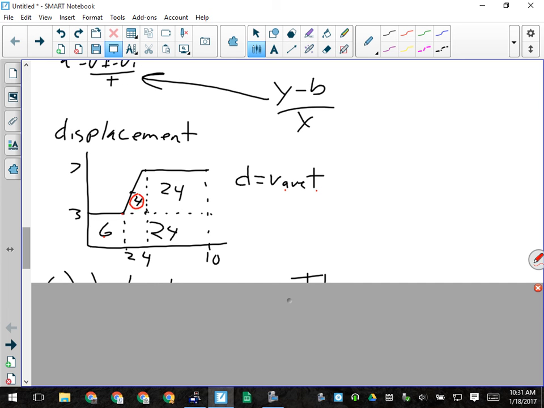Then I've got this big rectangle underneath that goes all the way to 10, right? It's got a height of 3 and its length is 8. So 3 times 8 is 24. This box up here has a height of 4 and a length of 6. 6 times 4 is 24. Now I've got all those areas calculated. Now I add them up. I've got my total displacement, because I've taken the average velocity in each section and multiplied it by time.